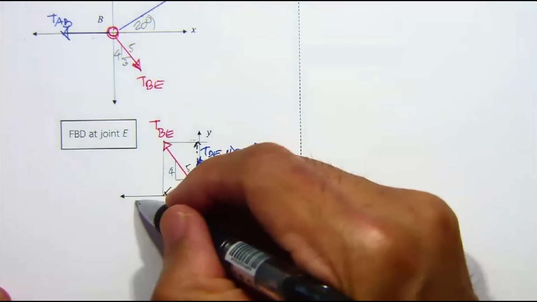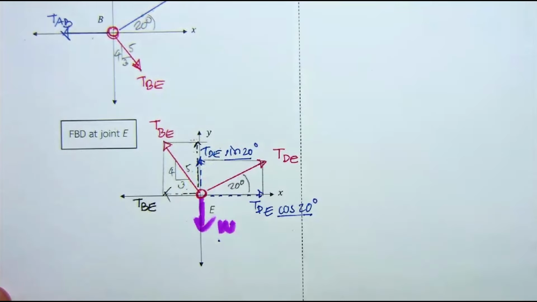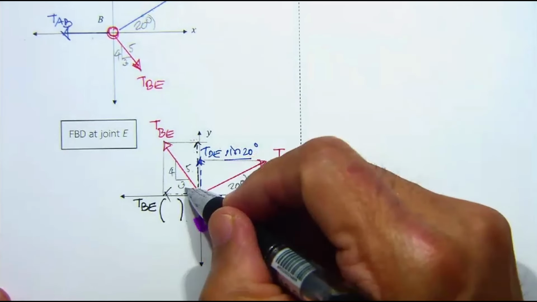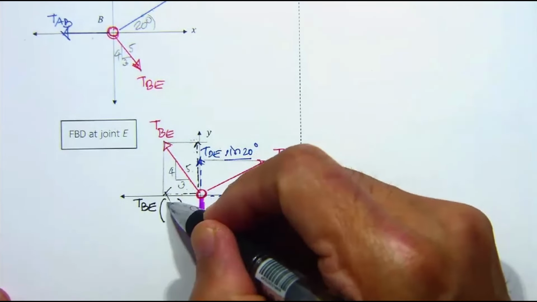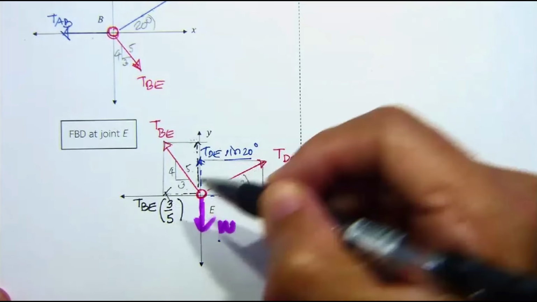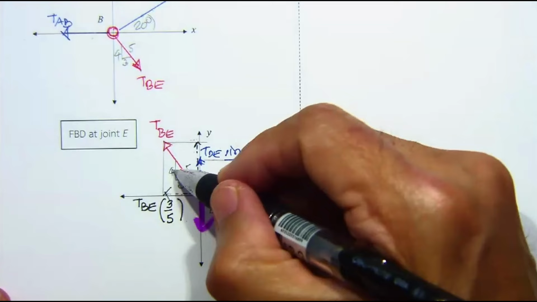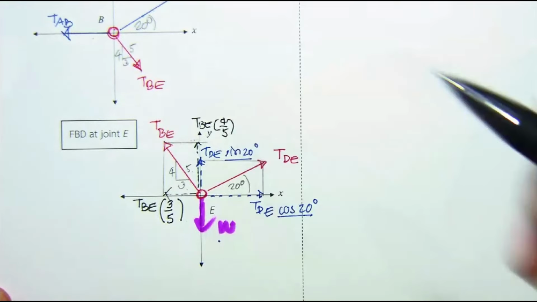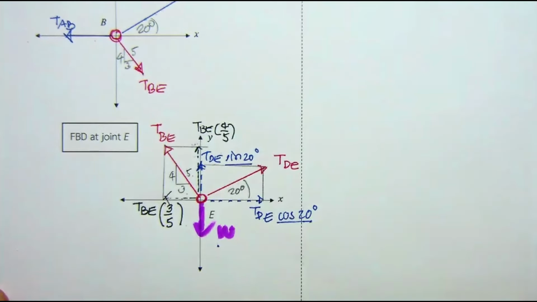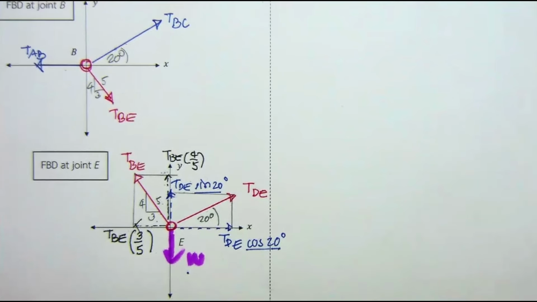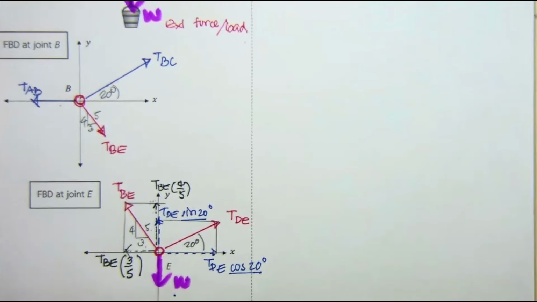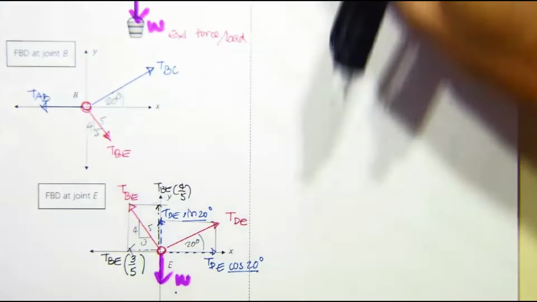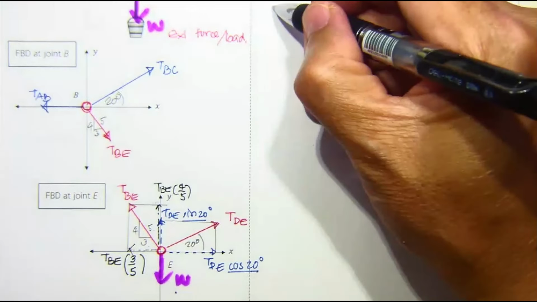Now for this one, it's going to be T sub BE times what? In this direction, horizontal is 3, right? Put it 3 divided by 5. And vertical is 4, T sub BE times 4 over 5. That's it for our free body diagram. And then we come to our calculation. Based upon this one, let us start. Which equation do you have to use first?